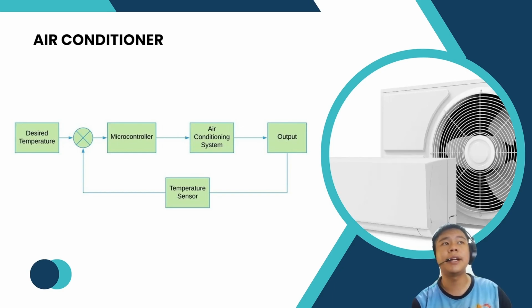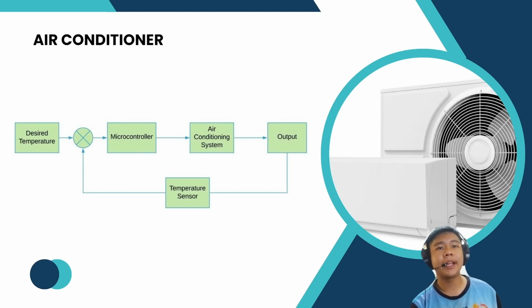Second, we have our air conditioner. First, we set our temperature to cool off our room, and it will go to our microcontroller and conditioner system. The output is the air conditioner will suck up the heat and release cool air into our room.